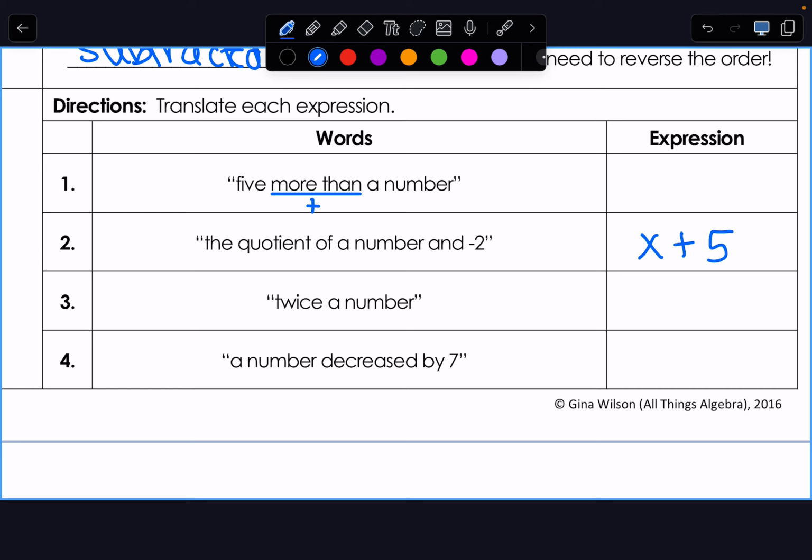Okay? And here's the nice thing about addition. If you wrote 5 plus x, it means the same thing. So did you write 5 plus x? That's totally fine. X plus 5? That's totally fine.